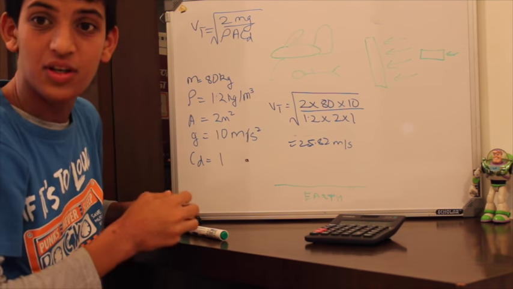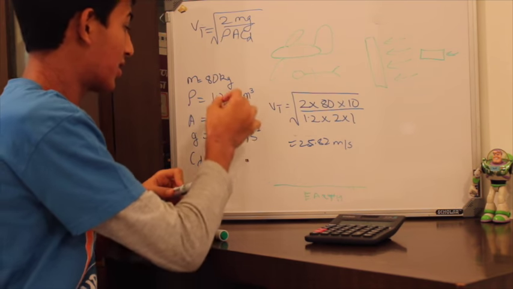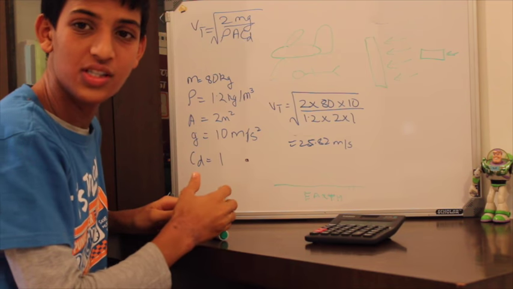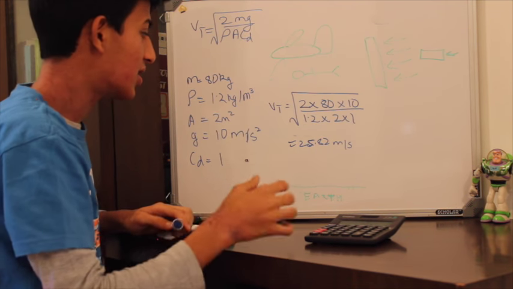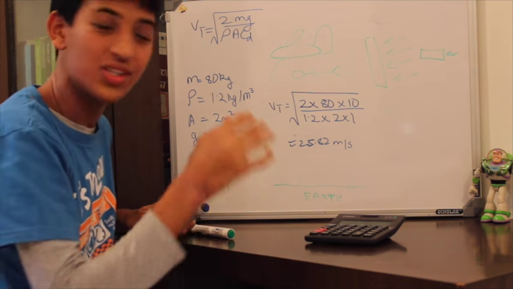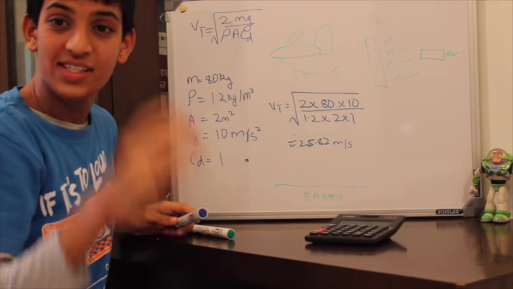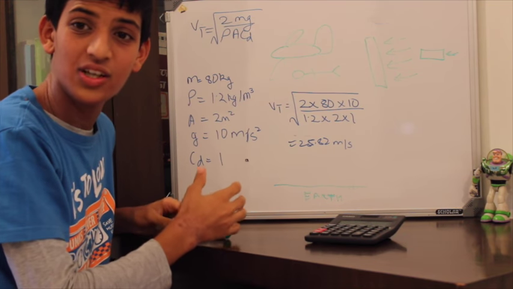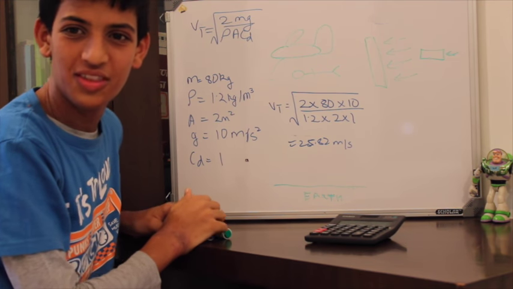Now this won't be right because the coefficient of drag isn't accurate, but this is how you calculate terminal velocity, and that is what terminal velocity is. As you can see, 25.82 is nowhere near 760 meters per second. So I hope you understood what terminal velocity is, and I hope you enjoyed this video. Thank you all for watching.